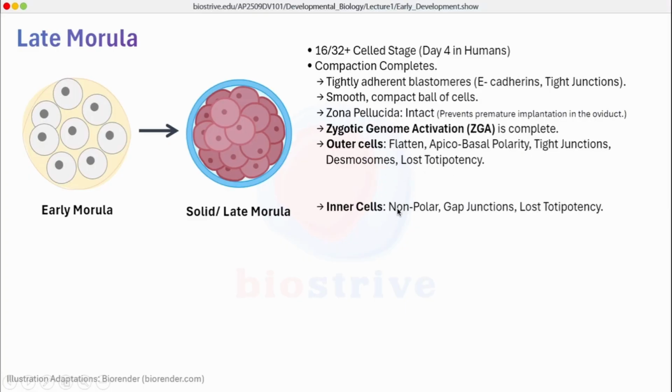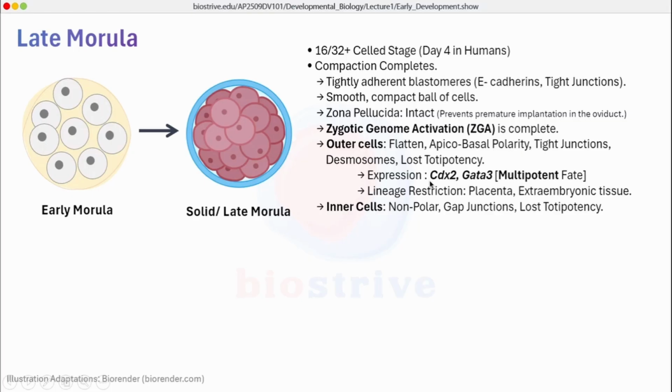For inner cells, they have acquired gap junctions, they have lost totipotency, but they have not acquired any polarity like outer cells. In case of outer cells, there will be expression of specific genes which will bring their multipotent fate and help them synthesize supportive tissue like the placenta. The two most important genes are CDX2 as well as GATA3, and the expression of these genes will restrict the lineage of these outer cells to placenta as well as extraembryonic tissue. It is the multipotent fate of the trophoblast cells.